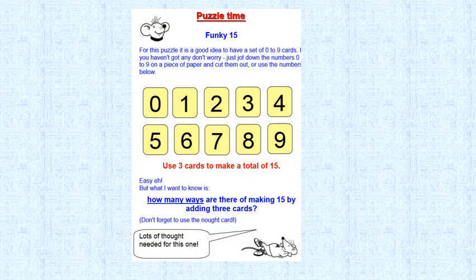Now for the number warm-up. It's Funky 15 today. For the puzzle, if you have a set of 0 to 9 cards, they're going to be useful. And if you haven't got it, don't worry, because you can just write the numbers 0 to 9 on paper, cut them out and use them as numbers, like we have in the picture. So you're going to have to use 3 cards to make a total of 15.